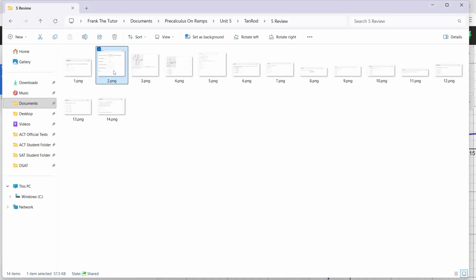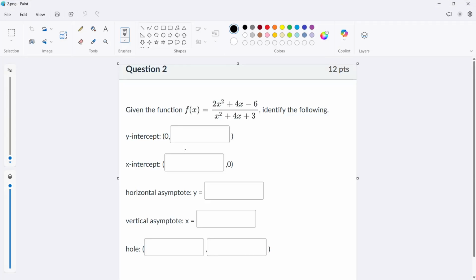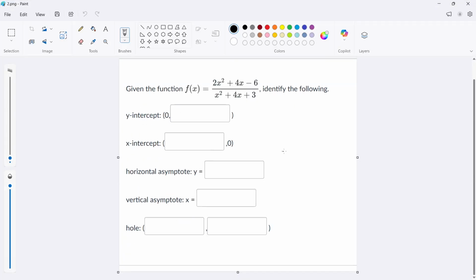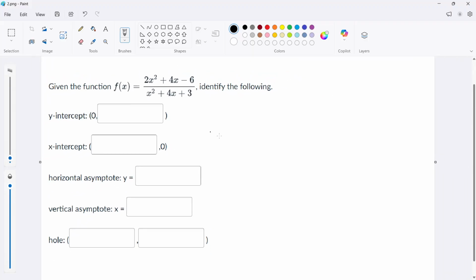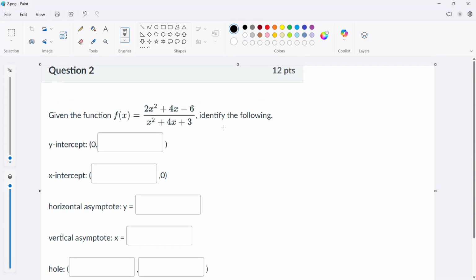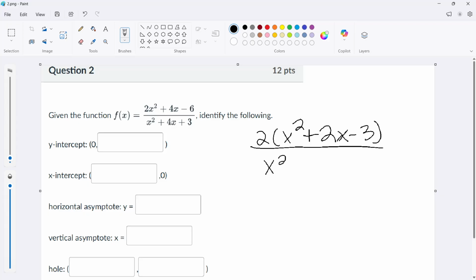Next is question 2. What does question 2 ask? Oh my goodness, it's got all this stuff. Well, again, I want to factor first because I don't want to miss any holes, and it does say there's a hole. So I'm going to divide everything on top by 2, and I get x squared plus 2x minus 3 divided by x squared plus 4x plus 3. And now I'll factor this.